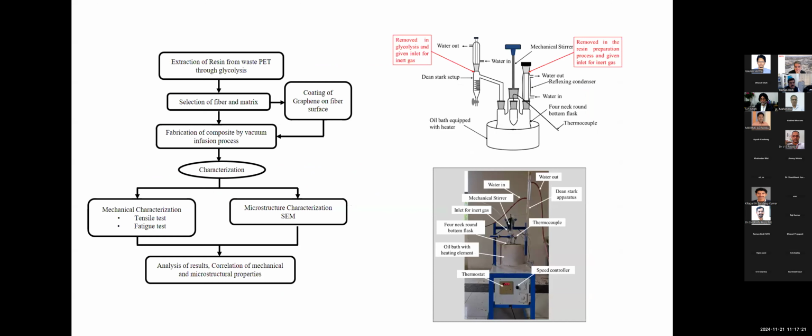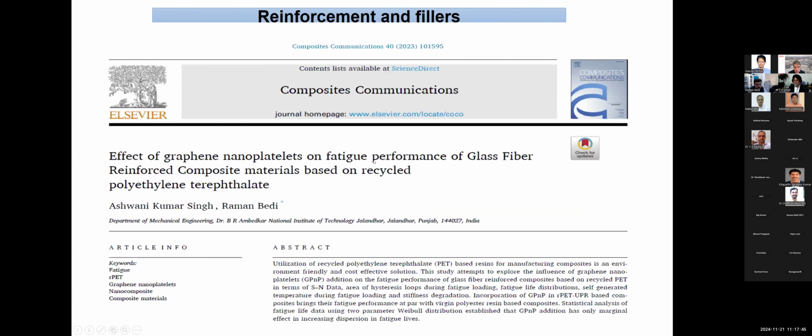So what we did is that we extracted the resin from the waste PET, and this is a typical diagram of the lab setup, basically a small reactor through which we extracted polyester resin from the PET flakes which are available in the market, and then the characterization of that is done, and then further using that particular resin. The next discussion that we have is from this particular paper on fatigue performance of RPET composites.